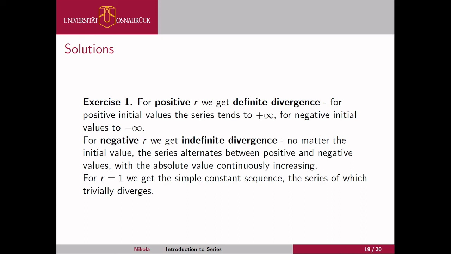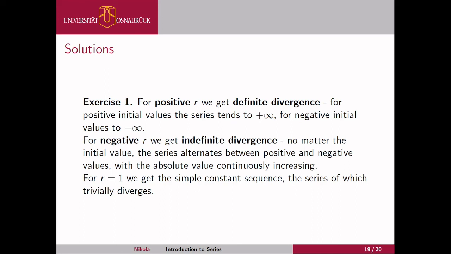Let's assume we have a positive r, so a positive common ratio bigger than 1. This means that, for example, if it is 2, in every new term our previous term is doubled. So if we get an initial value of 1, we get 1 and 2 and 4 and 8 and so on. This clearly diverges. And if our initial value is negative, then of course we diverge again, definitely, but to negative infinity. So we either diverge to positive or to negative infinity, depending on the initial value.